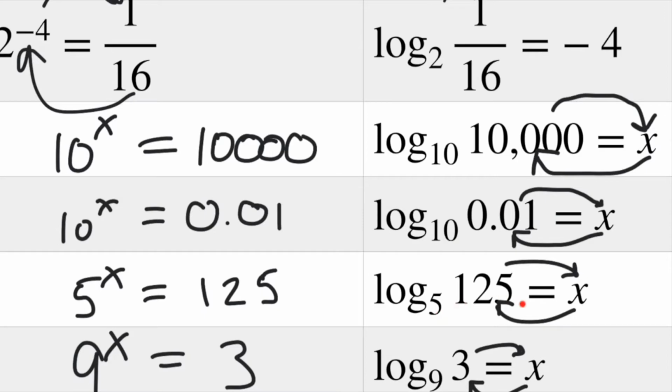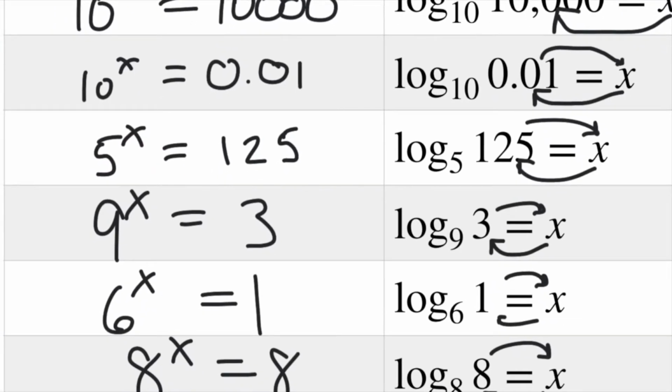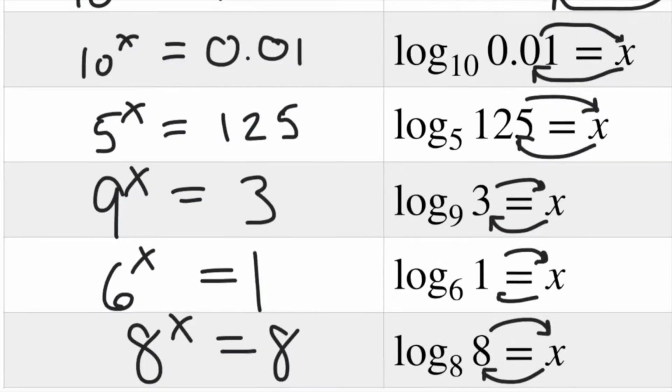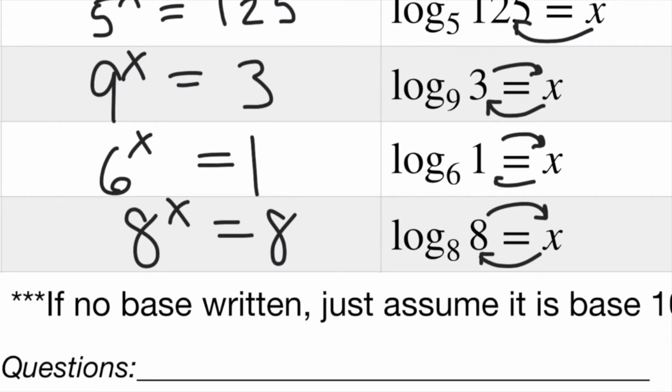Here the base is 5, the power is 125, you switch the power and the exponent. Switching the power and the exponent, you get 5 to the x equals 125. Log base 9 of 3 is equal to x. That would change it to 9 to the x equals 3. If the power is 1 and the base is 6, then what is the exponent? That's what the equation looks like. And lastly, log base 8 of 8 is equal to x. So you can translate that into 8 to the x is equal to 8.